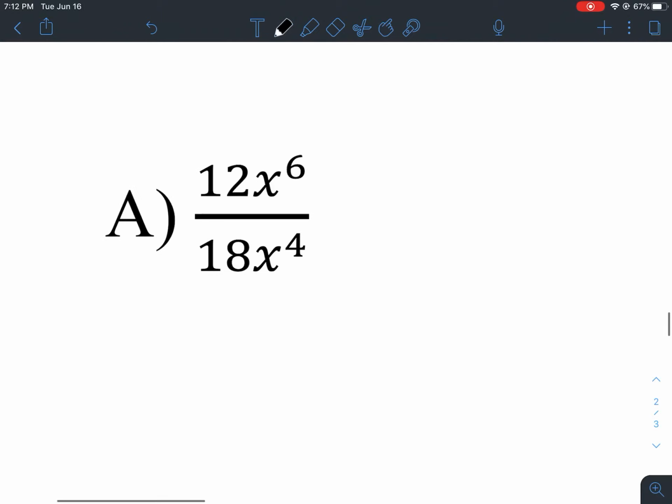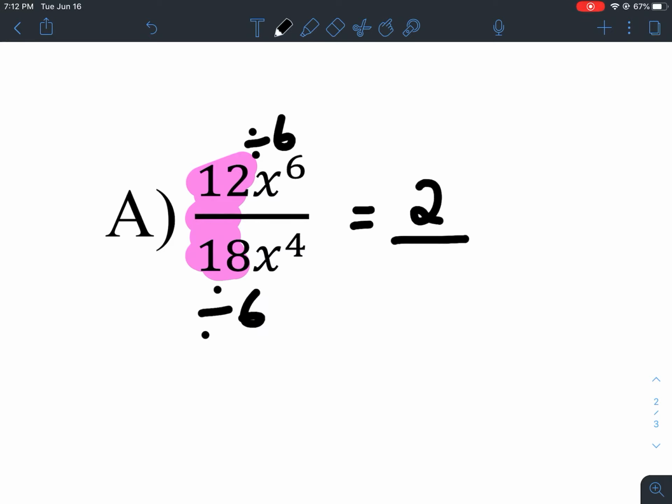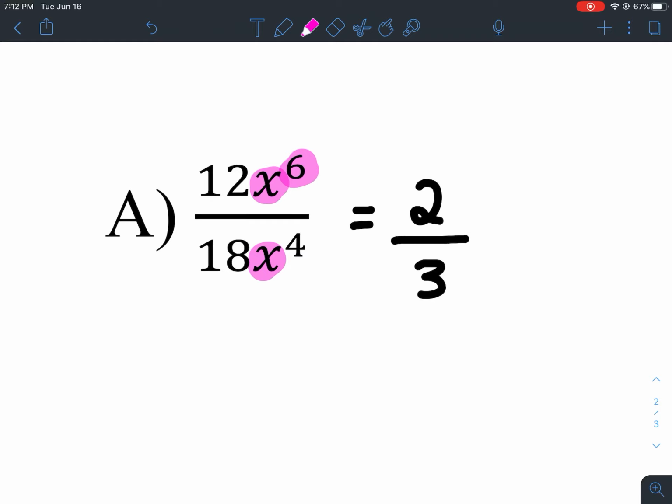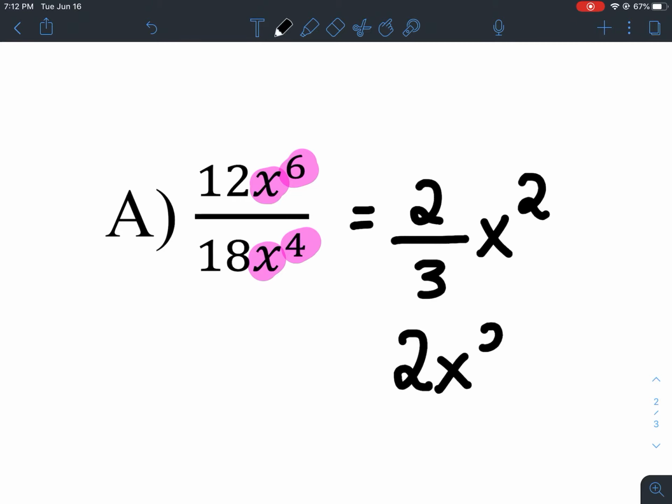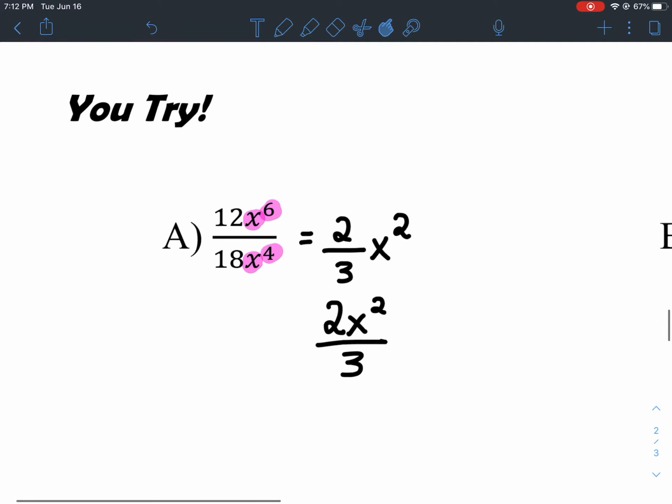Okay, so the answer here for A, the first thing you had to do was divide 12 and 18. The common factor they have is 6. So 12 divided by 6 is 2. 18 divided by 6 is 3. And then what we do is we have the same bases, so we're going to subtract 6 minus 4, which is 2. So that is one possible answer, or you could have had 2x squared over 3. Either way, it's correct.